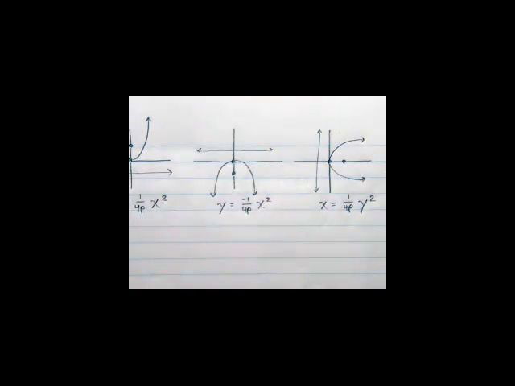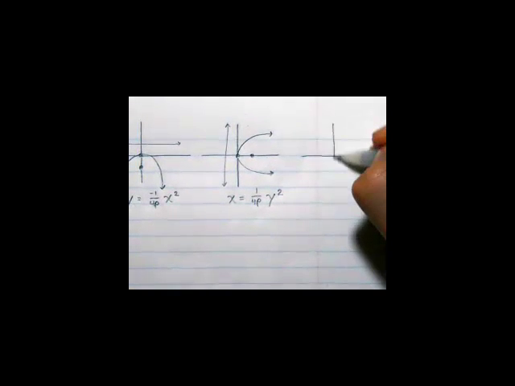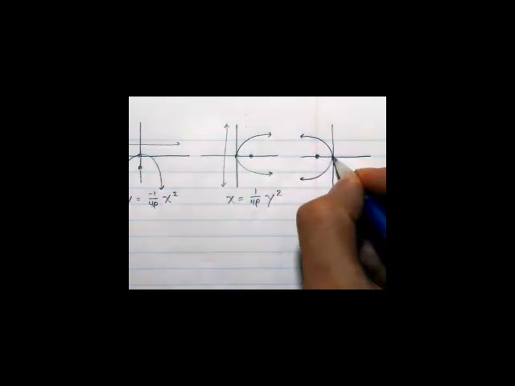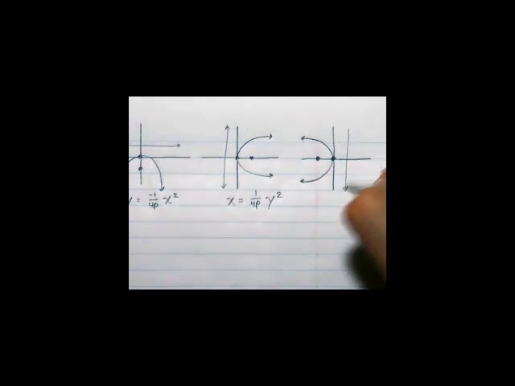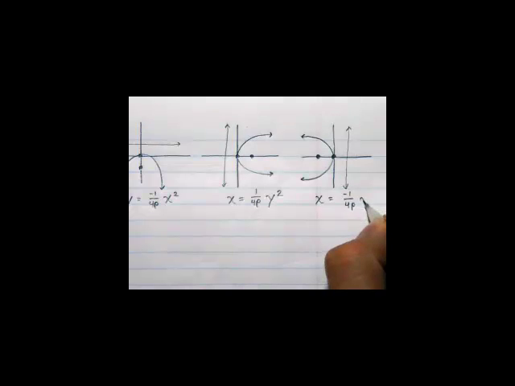Yeah, exactly. If it opens left, same thing as this one, but negative, right? Come on, who didn't see that coming? So focus is over there. There's the vertex. Directrix is now over here. And this is x equals negative 1 over 4p y squared. So up and down, x squared. Left and right, y squared. Just got to keep track of if it's positive or negative, depending on which way. But it makes intuitive sense. Opening up is positive. Opening down is negative. Opening to the right is positive. Opening left is negative.